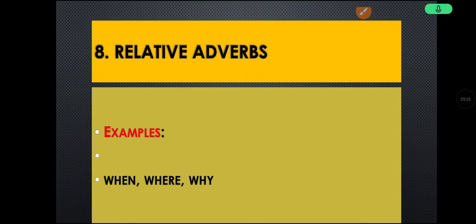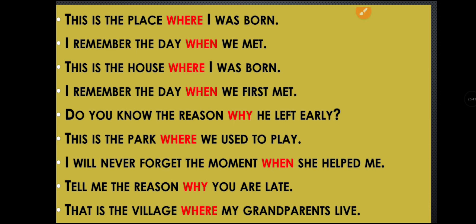Last but not the least, the last type of adverb is the relative adverb. As the name itself suggests, it builds up a relation. How? Let us see. Some of the relative adverbs in English are when, where, why. You see, they build up relations. That is, they combine sentences. You see, this is the place where I was born. Here, where is a relative adverb. Why? Because it is joining the parts of the sentence.